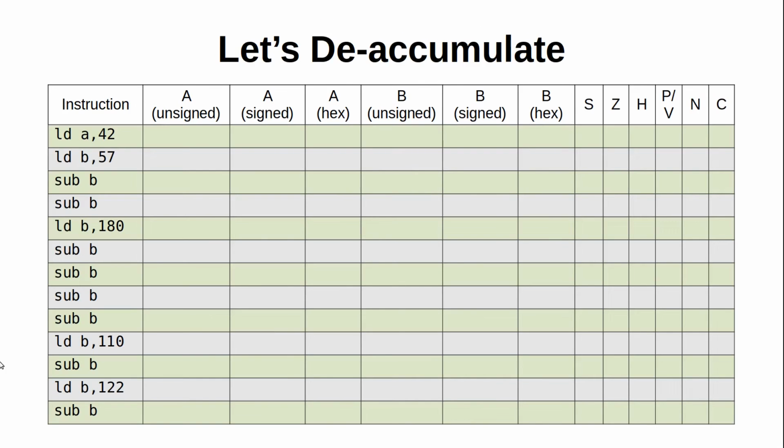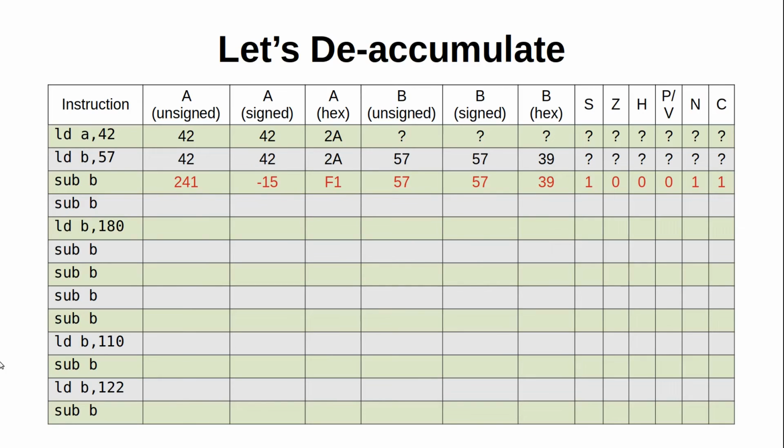Let's go through another exercise like the last one, this time doing sub B instructions in between loading new values into B. But first, we need to initialize A, again with 42. And just like last time, the value of B and the flags are all still unknown, so we load 57 into B. Now we have 42 and 57, both positive values even when signed. The flags are still a mystery, so let's do our first subtraction.